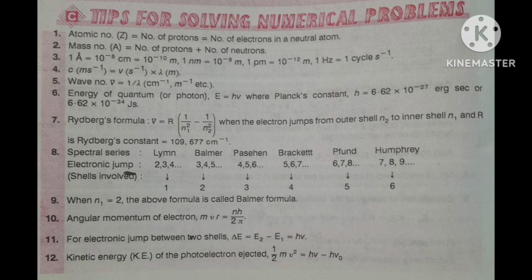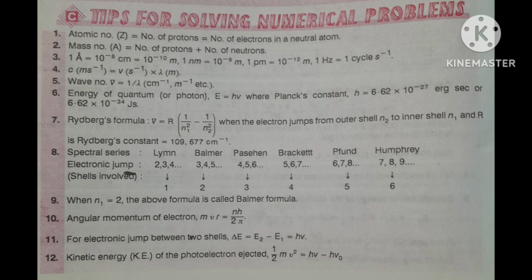Next, kinetic energy of the photoelectron ejected. If electrons come out from the metal surface, what will be the kinetic energy? That expression is given by half mv square, that is equal to h nu minus h nu 0. Remember, kinetic energy of the photoelectron ejected, coming out from the metal surface, is half mv square.